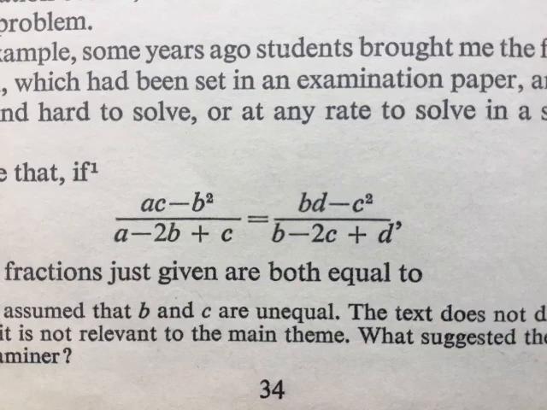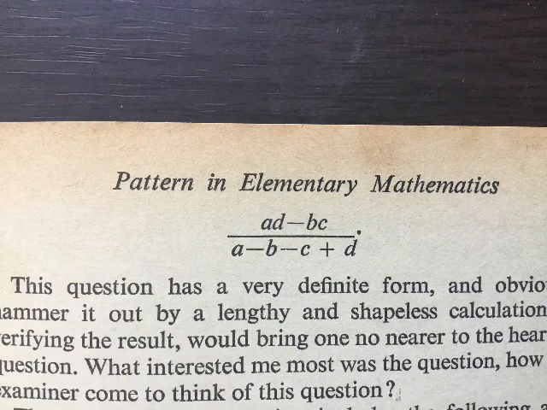The text does not discuss this point, as it is not relevant to the main theme. What suggested the question to the examiner? Then the fractions just given are both equal to (AD minus BC) divided by (A minus B minus C plus D).